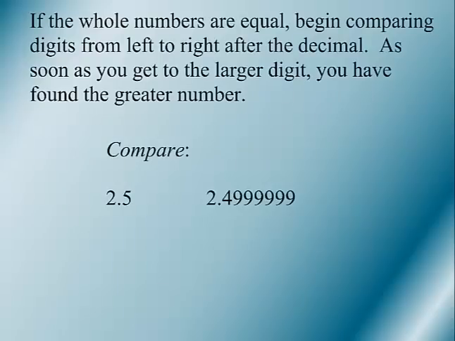If the whole numbers are equal, like in this case, begin comparing the digits after, and especially to the right. Here we have the 2's are the same. So we go to the tenths place and I have a 5 and a 4. Now this is where people get confused, because look at all those 9's after the 4. Wouldn't that be bigger? No, it wouldn't, because each place value gets smaller and smaller and smaller as we move to the right. So the 5 is larger and we can say 2 and 5/10 is greater than 2 and 4,999,999 ten millionths.